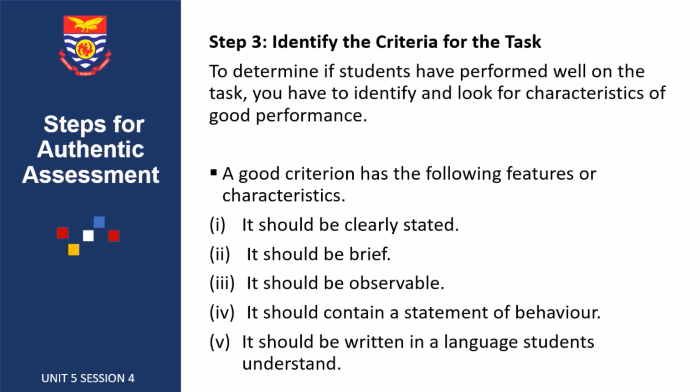Identify the criteria for the task. You should now ask yourself, what does good performance on the student task look like? The characteristics of good performance on the task are the criteria, and if present in the work of the student, would indicate that they have performed well on such task. So in that instance, you should be able to determine if students have performed well on the task. You have to identify and look for characteristics of good performance. So here, the criteria for good performance are the following characteristics. It should be clearly stated, it should be brief, and then look for the rest.